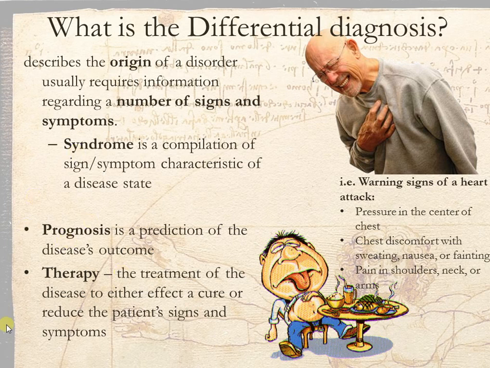Okay, so differential diagnosis. Once we know what the disease is, we can do prognosis, so we predict what's coming next. What happens here, here, and here. So if we know somebody's having a heart attack, we know what's going to happen next. What's going to happen in the blood, what's going to happen to the heart tissue, what's going to happen to their circulation, and we can give a prognosis. And then, of course, therapy is the treatment.